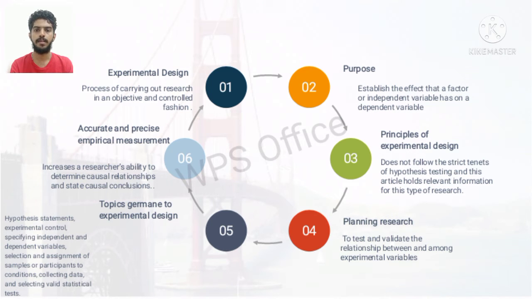Accurate and precise empirical measurement increases a researcher's ability to determine the causal relationship and state causal conclusions. Topics that are germane to experimental design are hypothesis statement, experimental control, dependent variables, selection and assignment of samples of participants to conditions, collecting data and selecting valid statistical tests.